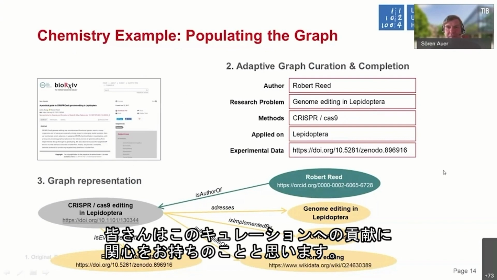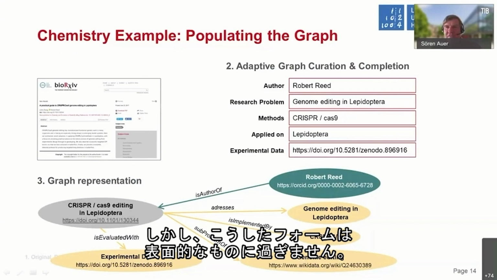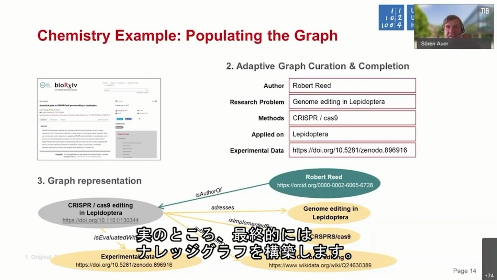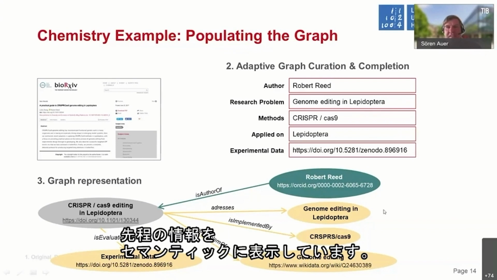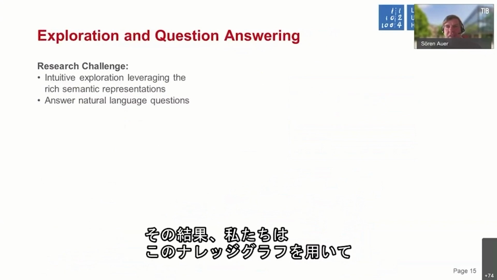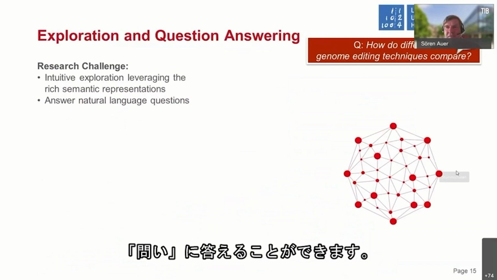So we hope you are interested to contribute in the curation, and curation means filling out forms in the Open Research Knowledge Graph, but these forms are just the surface. In the end, actually, we build a knowledge graph, and you see a small snippet on the bottom of this slide here representing this part of information semantically. And as a result, we can then use this knowledge graph to answer questions.